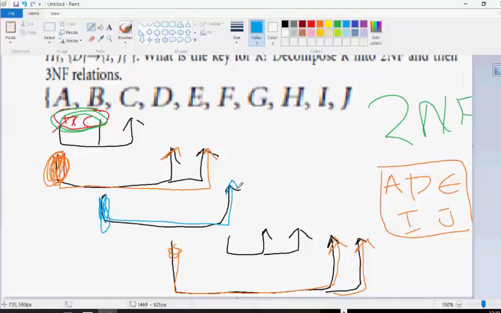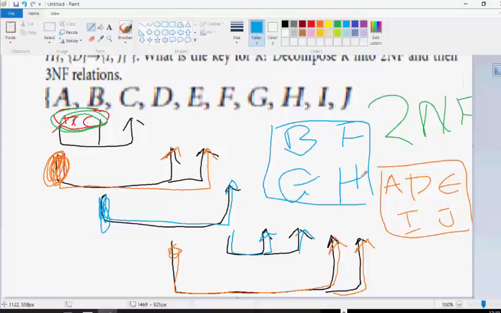He leads to this, and this one leads to this. So that means I'm going to have another table that's going to be B, F, G, and H. Okay, F and G, which F and G? B, F, G, H. B to F and F to G and H. That's also going to come out.